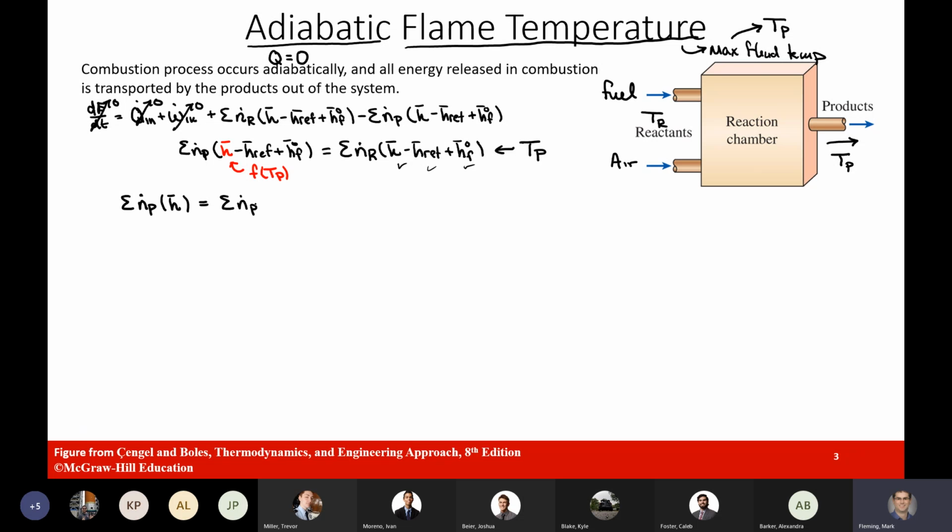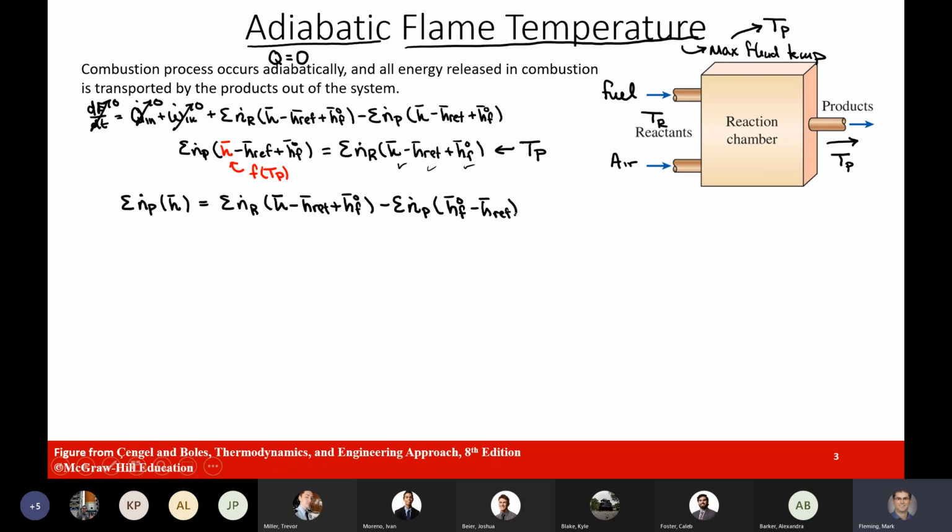We'll have the sum of all the flow rates of the reactants coming into the system. We'll have the enthalpy at the inlet state minus the reference state plus now the enthalpy of formation. And then now we're going to flip this to the other side. And so we'll have minus the sum of the flow rates on the product side. But we're only going to do this because we've separated this term out into its individual components. And so what we'll have is the enthalpy of the formation minus the enthalpy of the reference state.